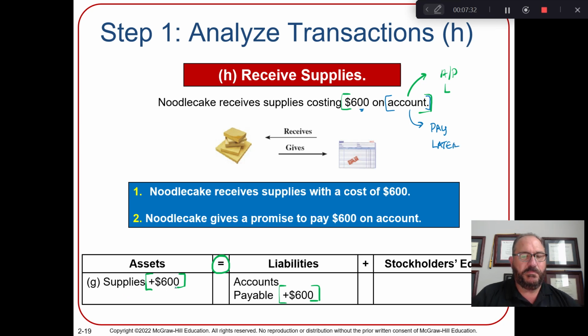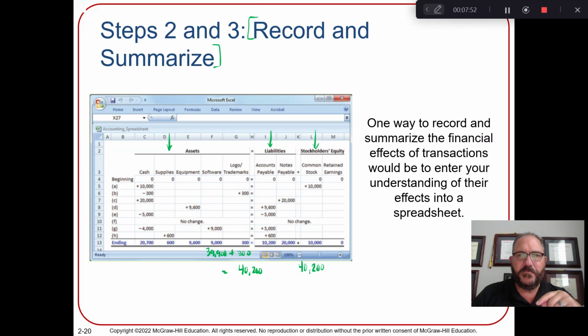So notice their supplies go up, right? Now just imagine we got the supplies, but we're not paying for them now. We're going to pay later. So our liabilities, our accounts payable, is going to increase. We're going to owe them the money later. Okay. So you see, analyzing transactions is not super hard to do. Just got to think it through. Just takes a second. Okay.